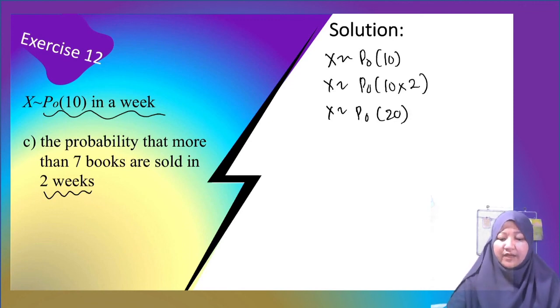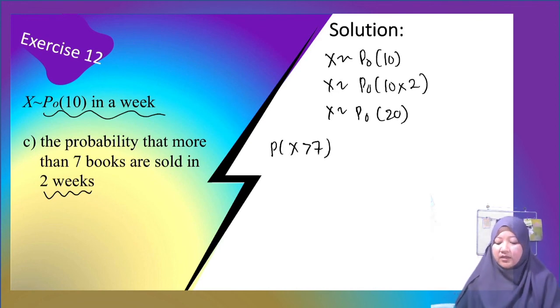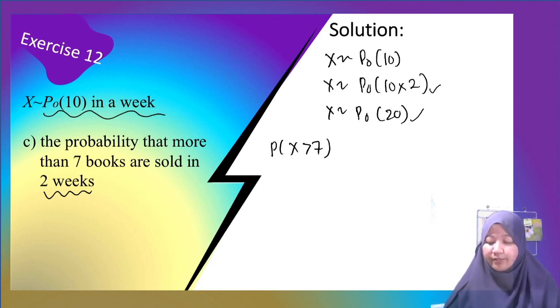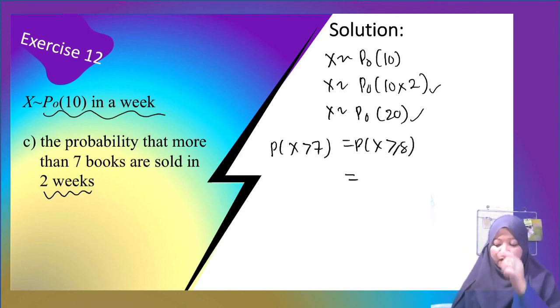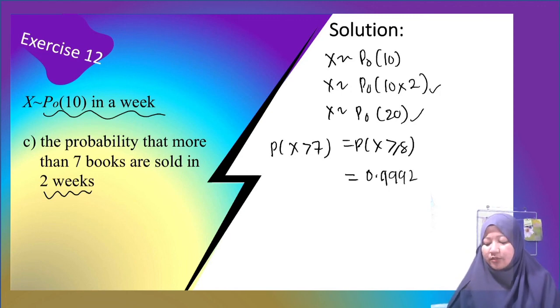Soalan dia apa? Find the probability more than 7 in 2 weeks. So kita dah kira in 2 weeks. So this one is equivalent to probability X greater than or equal to 8. Refer your table. 0.9992.